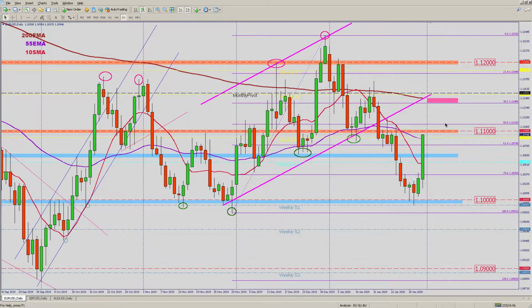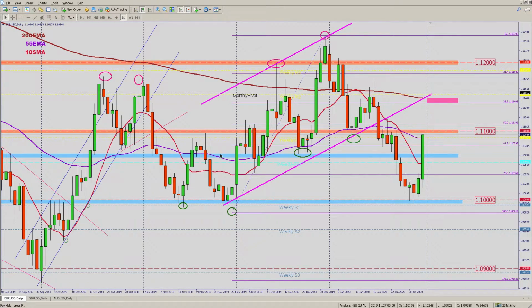And if it does break through, then it's got to contend with the 50% fib retracement level first, as well as the 111 area. So 111.00 to 111.10, that's going to be a key resistance zone.